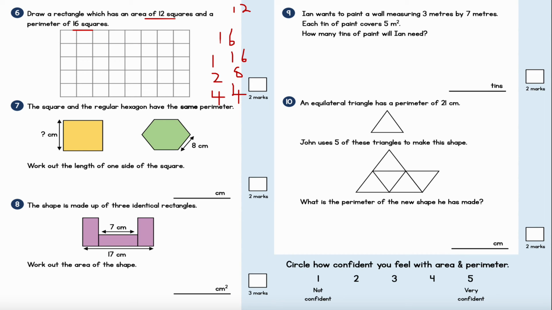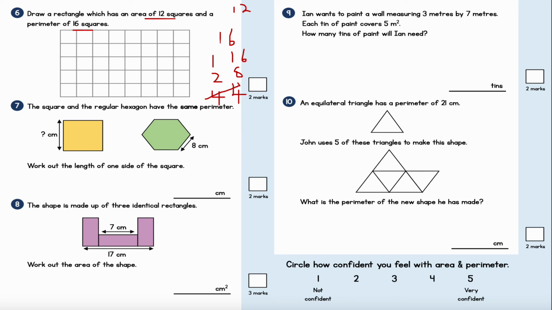So, if I do it where it's 4 by 3, okay, 4 plus 3 is 7, times 2 is 14, so we're nearly there. Okay, it can't be 4 by 4 because it has to be a rectangle. Okay.